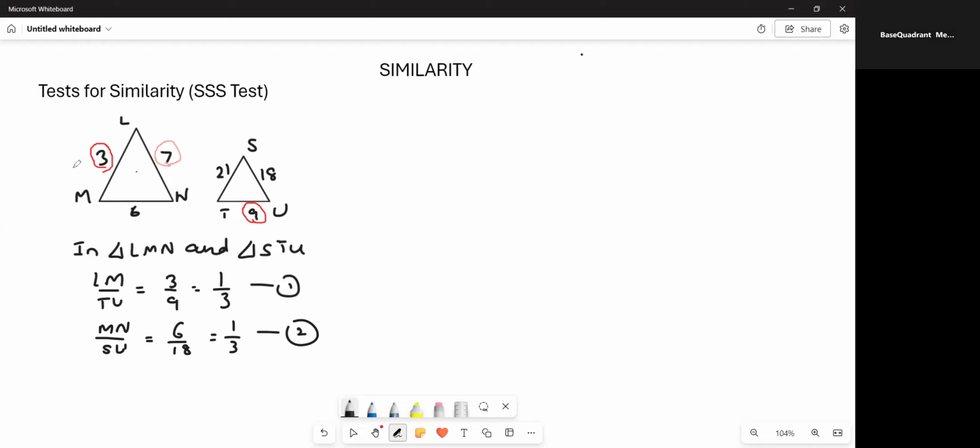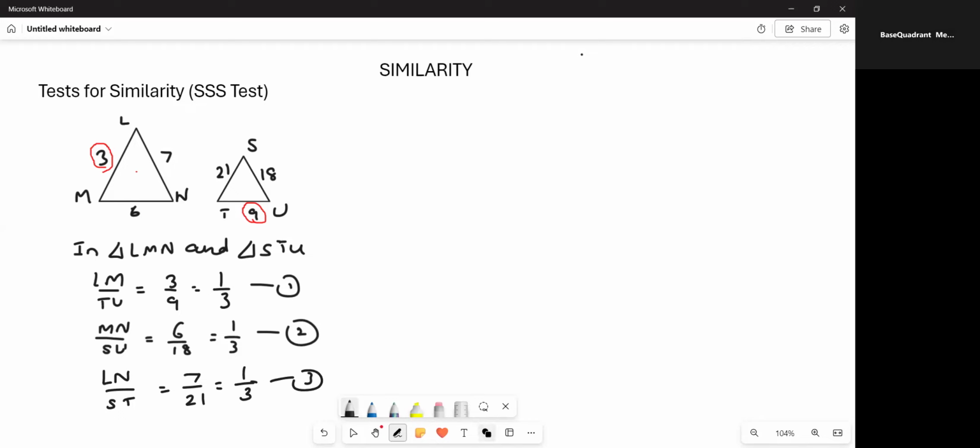Now take the biggest side of the first triangle and the biggest side of the second triangle, that is 7 and 21. Therefore, LN upon ST is 7 upon 21. That is also 1 upon 3, equation 3.